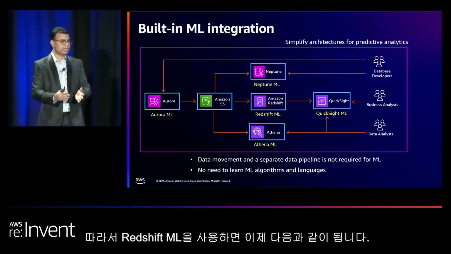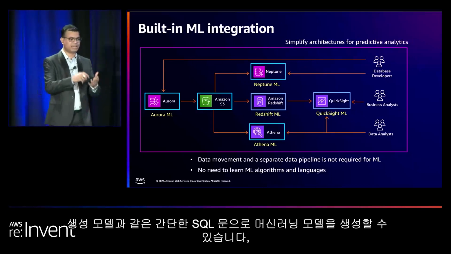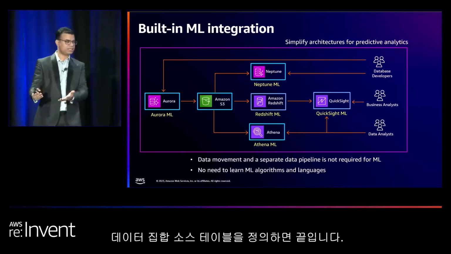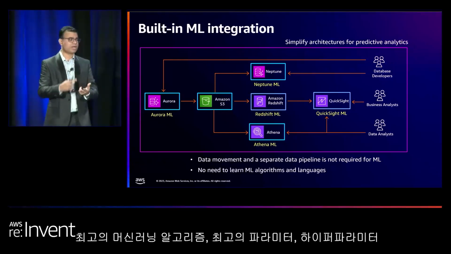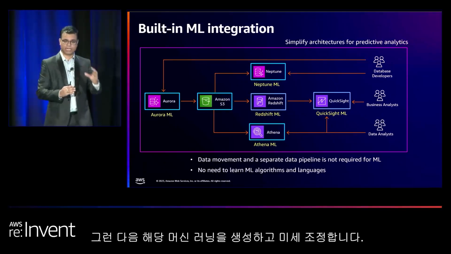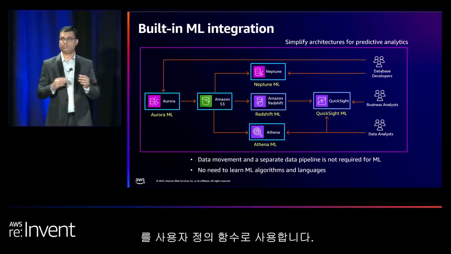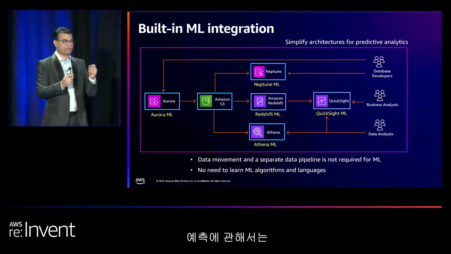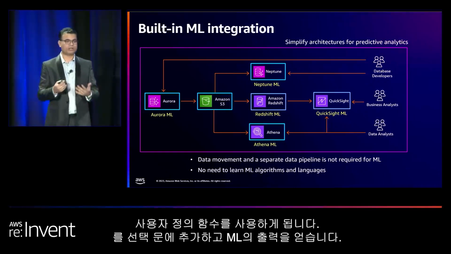So with Redshift ML, now you will be able to create a machine learning model with simple SQL statements, like create model, define the data set source table, and that's it. And behind the scenes, Redshift will go and identify the best ML algorithms, best parameters, hyperparameters based on your data sets. And then it will create and fine-tune that machine learning model and will deploy it inside your data warehouse as a user-defined function. So when it comes to prediction, you will use those user-defined functions in your select statement and have the output of the ML.